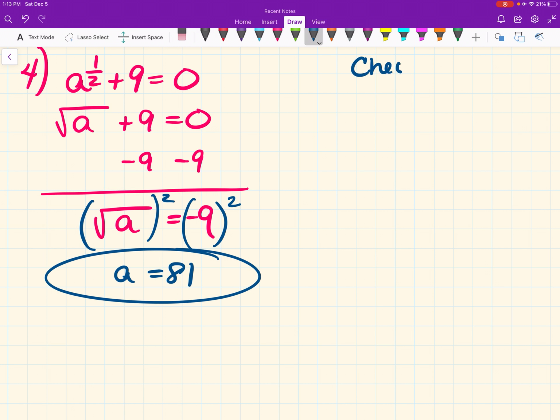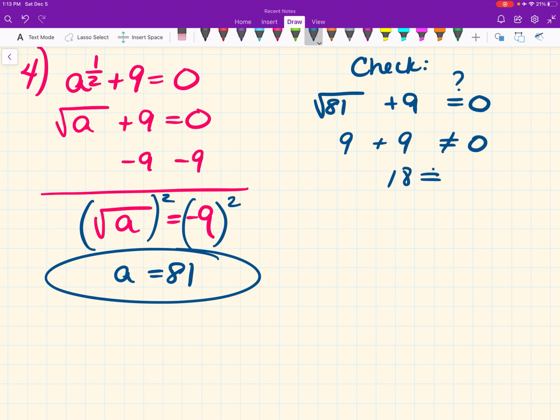Make sure that it works. So even if you don't notice right away that that's not true, when you do your check, you're going to figure it out. And so you just did a couple extra steps. It's not a big deal. So is this true? And most of you can already see that this is not true. Square root of 81 is 9. 9 plus 9 does not equal 0. Therefore, there are no solutions to this problem. No real solutions.